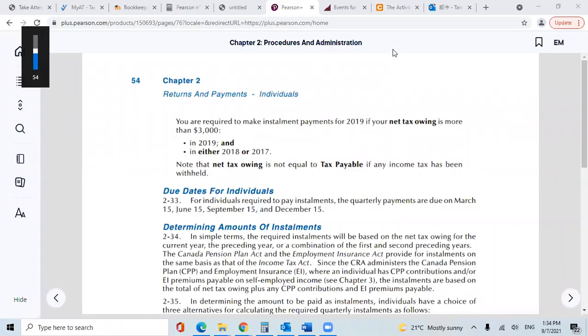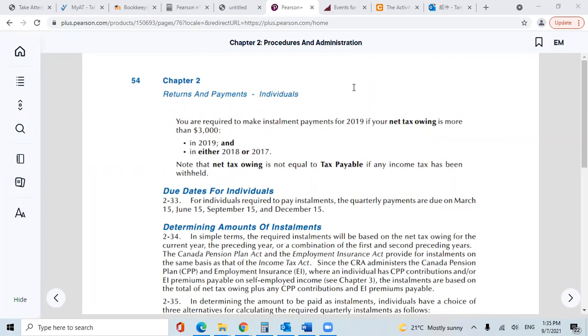Hi. So for chapter 2, I received a few requests regarding some concept clarification. The biggest problem we're having is regarding the installment calculation for individuals. The installment payment. Okay, so first of all, we need to clearly identify there is net tax owing and a tax payable. Those are two different definitions.